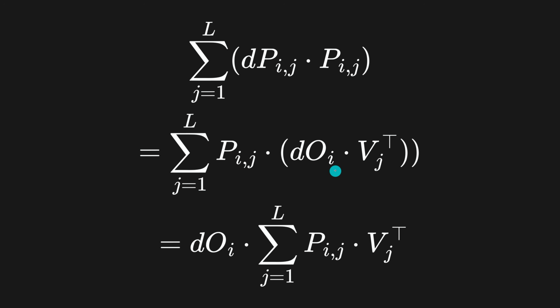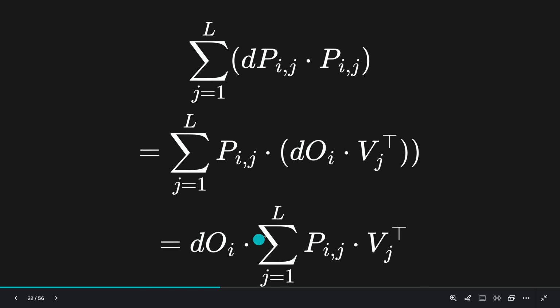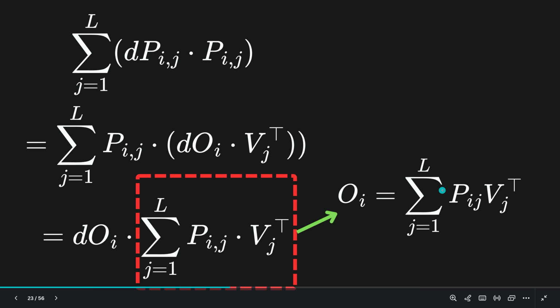So this O is indexed with i, right? Basically which query are we on? And the j is which key value are we on? So this technically is not a part of the sum. We can pull the doi out. And we're left with probability of ij, v transpose. But what was that? Was that not just oi? Oi is the sum of probability times v transpose.